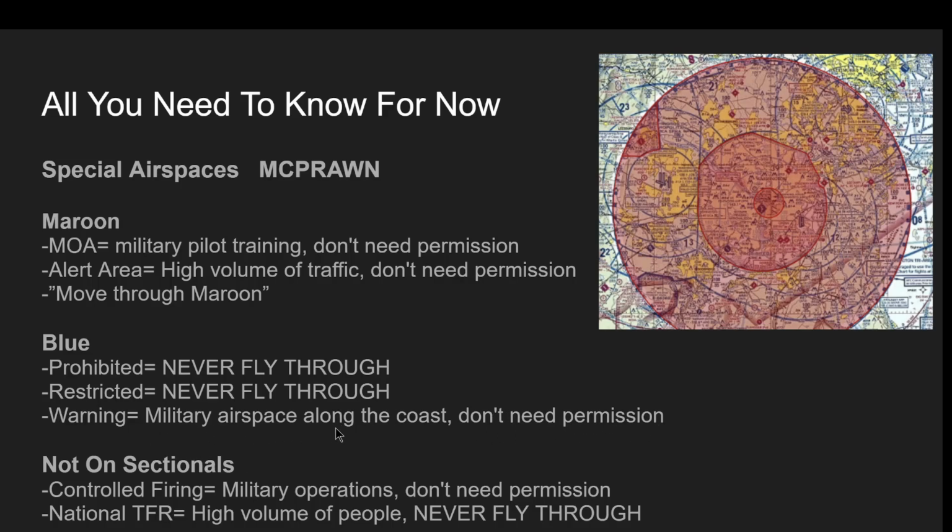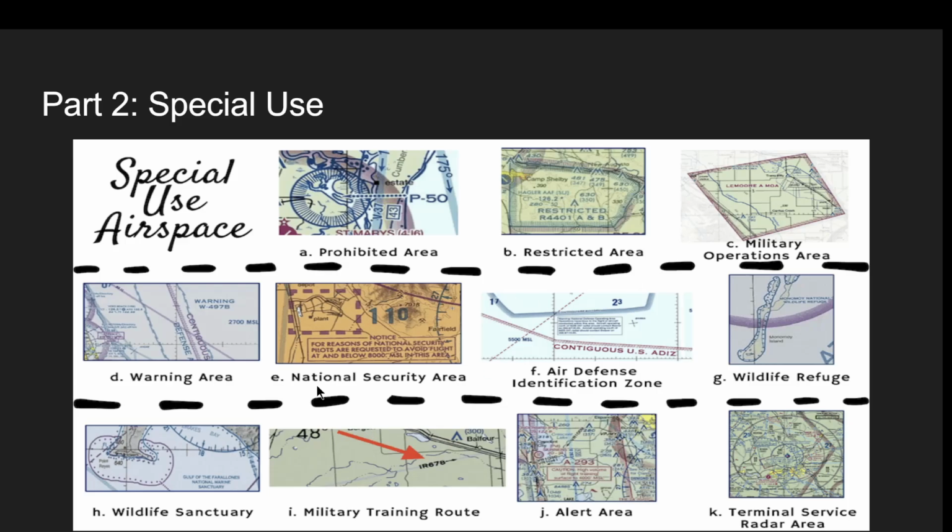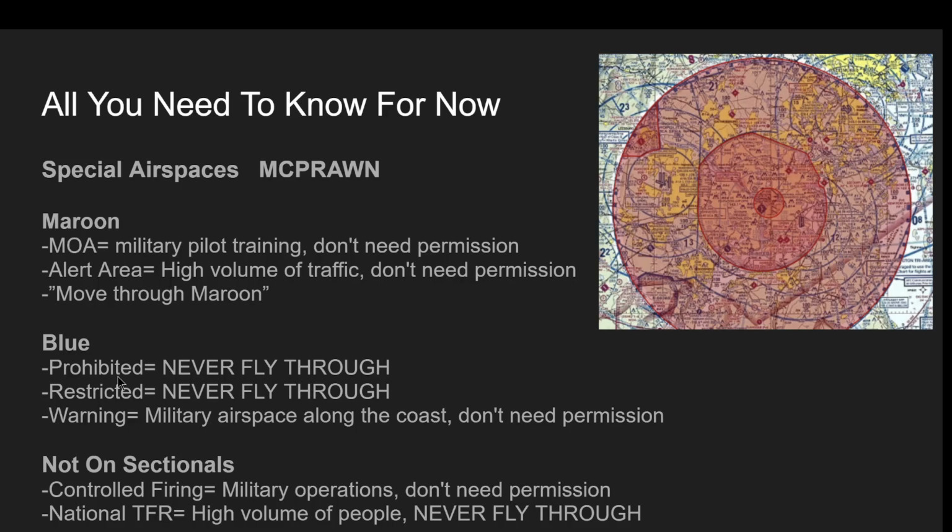It's just military airspace along the coast, and that should be over here. So middle left. That's right here. It'll say warning, and that's basically just telling you that there is military operations going on along the coast. You won't really see that where we are.